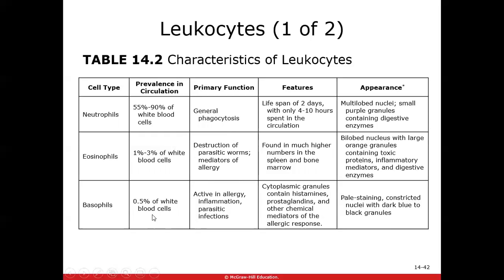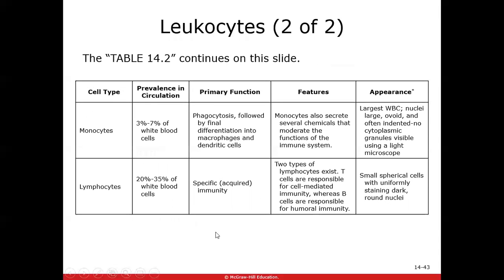And then you have basophils. They're very active in allergic and inflammatory responses, and also with parasitic infections. The monocytes are used for phagocytosis, and they differentiate into macrophages and dendritic cells. Then you have the lymphocytes, which make up 20 to 35% of the white blood cells. This is the specific or acquired immunity.